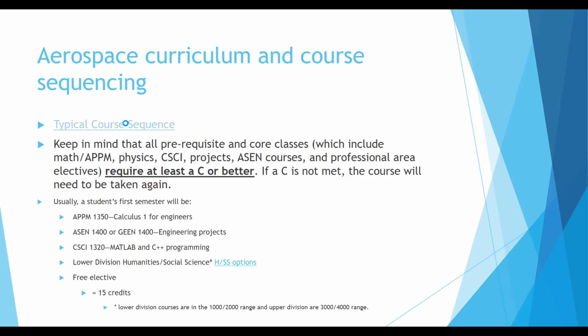Then we have another option here, Engineering Projects course. You can either enroll in GENE 1400 or ASEN 1400. So either of those courses are fine. Know that you can also take those in the spring if you're not able to work one of those out in your schedule for fall. So definitely know that's a spring option as well for both of those course options.